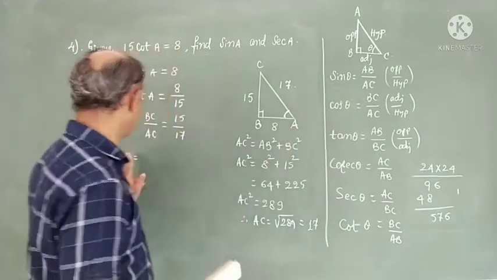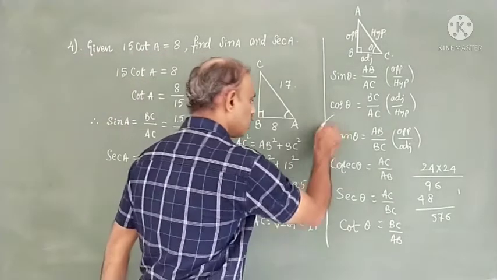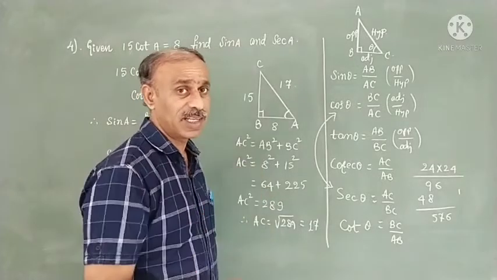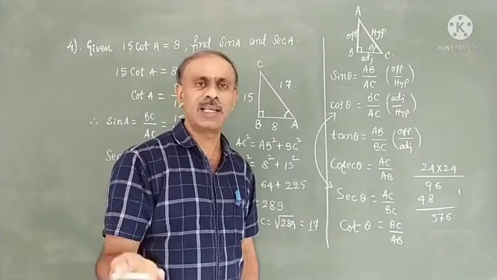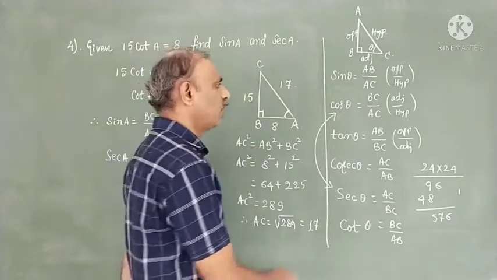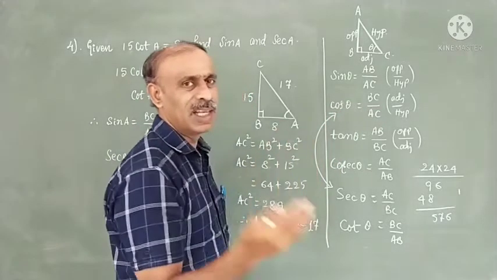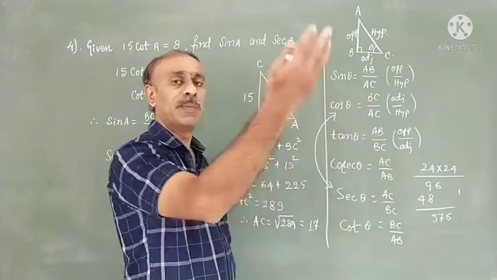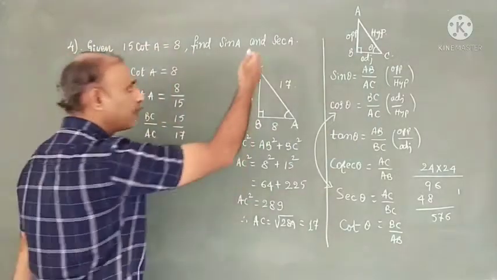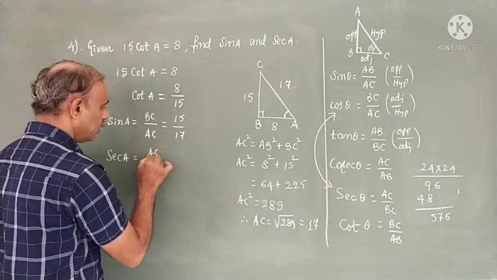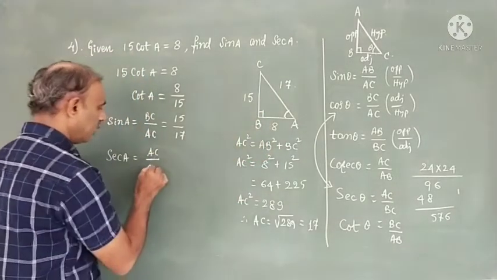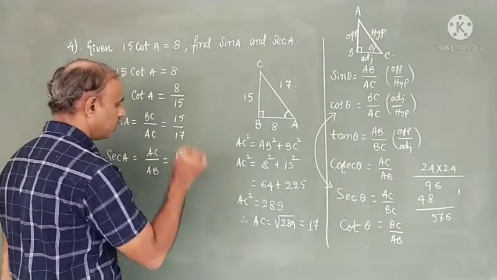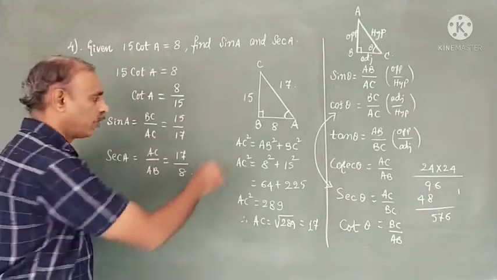Here you want secant. Secant and cos are the reciprocals. 1 by cos is secant, 1 by secant is cos. So cos you can recall easily: adjacent by hypotenuse. Therefore, secant is hypotenuse by adjacent. Hypotenuse is AC divided by adjacent AB, that is equal to 17 by 8. So like this, we need to find.